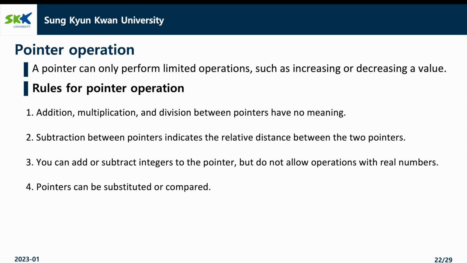Pointer operations have the following rules. Addition, multiplication, and division between pointers mean nothing, and subtraction between pointers indicates the relative distance between the two pointers. You can add or subtract integers to the pointer, but operations with real numbers are not allowed. Finally, pointers can be assigned or compared.